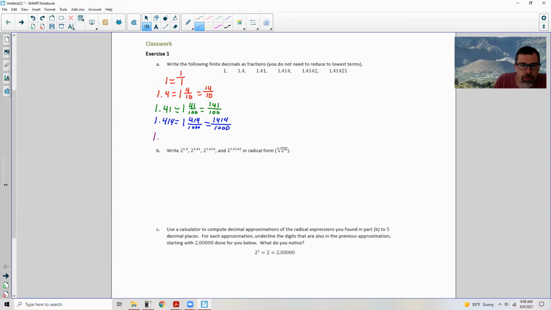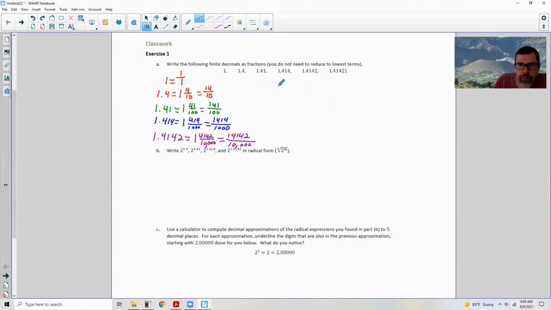1.4142 equals 1 and 4,142 ten-thousandths: tenth, hundredth, thousandth, ten-thousandth. 10,000 times 1 plus 4,142 is 14,142 over 10,000.